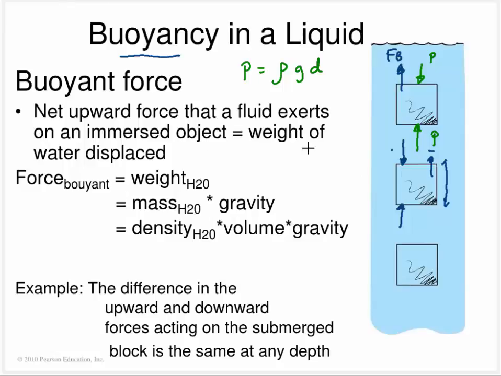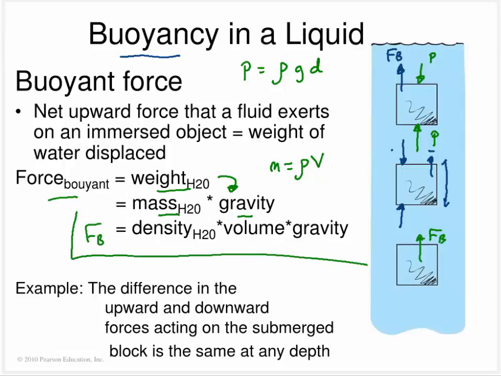Now, how much is this buoyant force? Again, it's always going to be in the upwards direction. Well, the buoyant force is going to be equal to the weight of the fluid that it displaces. In this case, it's going to be water. And if you remember that weight is equal to mass times gravity, we can simply write the weight as such. And then we can say that the mass is going to be equal to the density multiplied by the volume. And so we can say that the buoyant force is going to be equal to the density of water multiplied by the volume of the object multiplied by gravity.